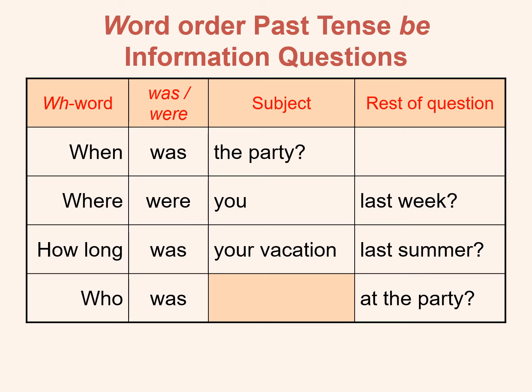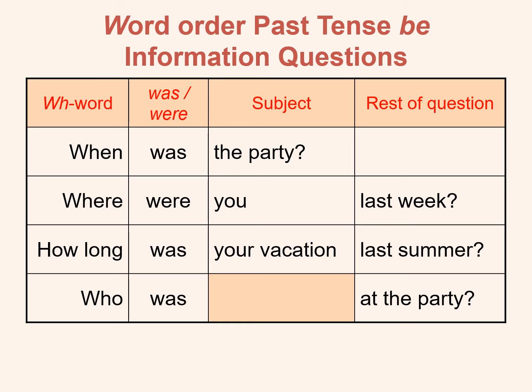The first question, when was the party? We have a question word, was, and the subject. There is no other part to the sentence. Where were you last week? In that question, we get the question word, then were, because the subject is you, and it has additional information, last week. How long was your vacation last summer? There we don't have just one word, we have two words, how long, then we have was, your vacation, the subject, and then last summer.